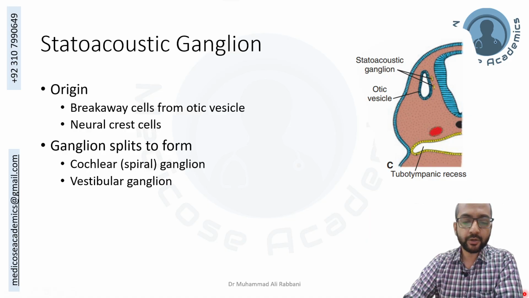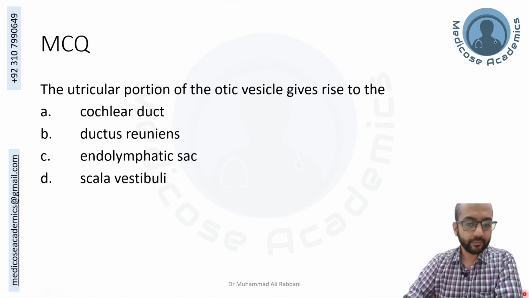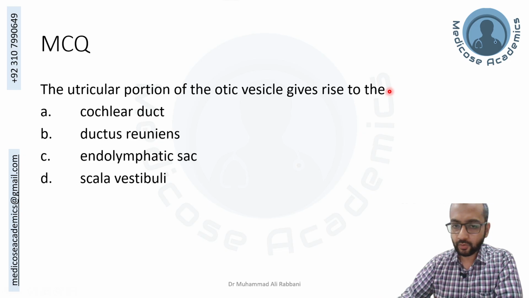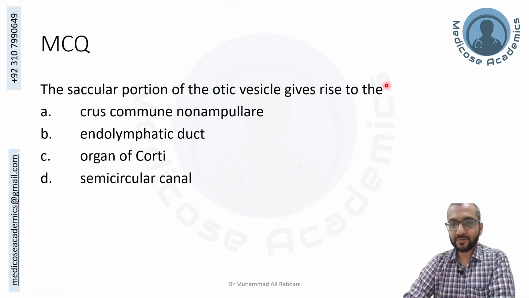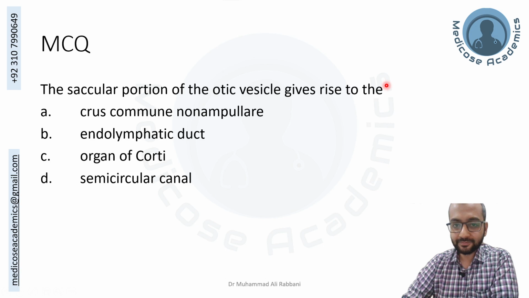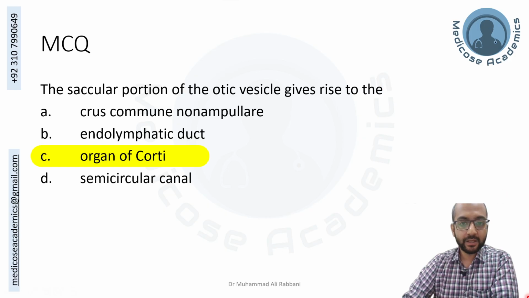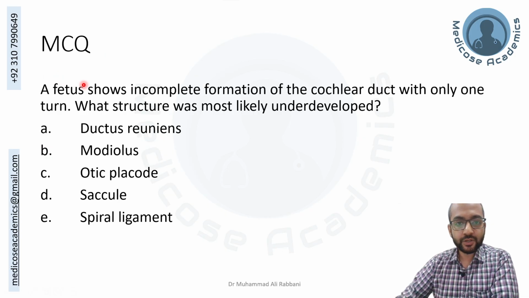So this brings us to the end of the inner ear. The utricular portion of the otic vesicle gives rise to the endolymphatic duct. The saccular portion of the otic vesicle gives rise to the organ of Corti. And a fetus showing incomplete formation of the cochlear duct with only one turn.